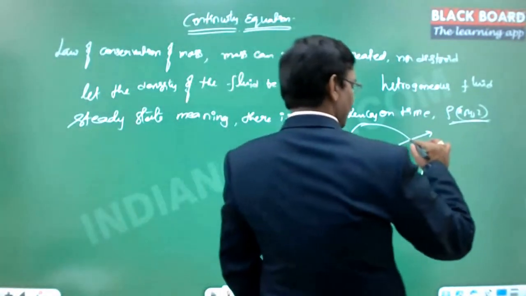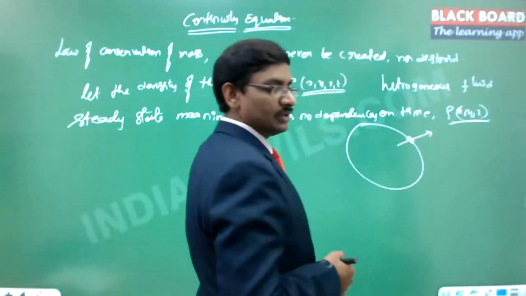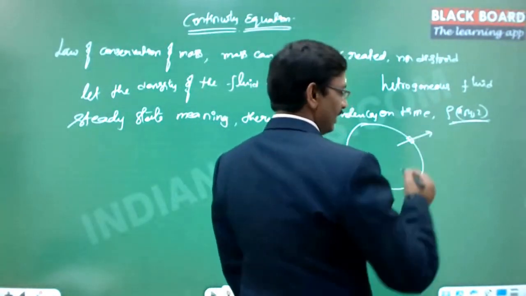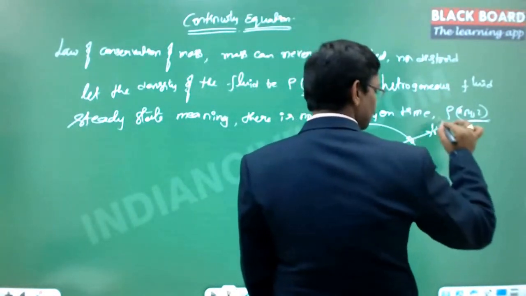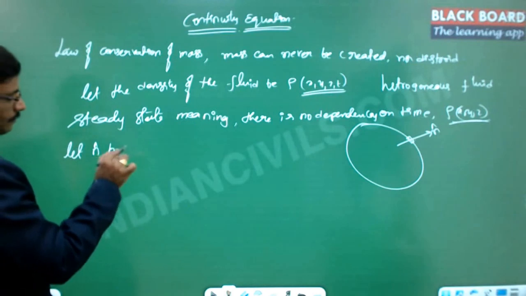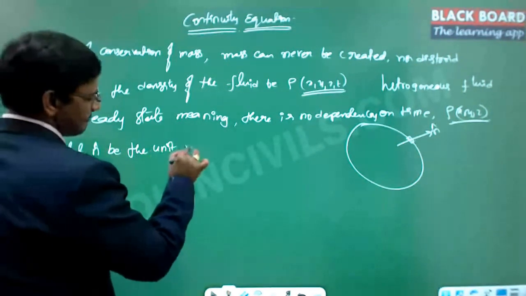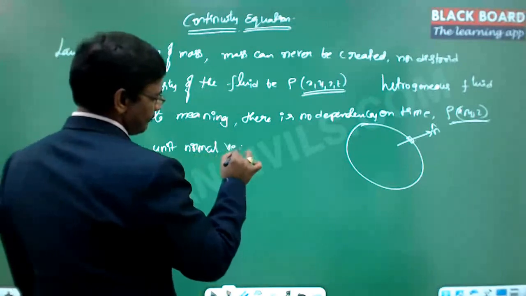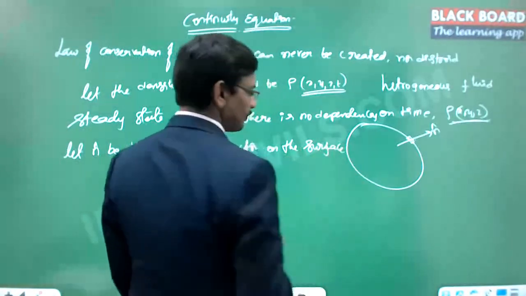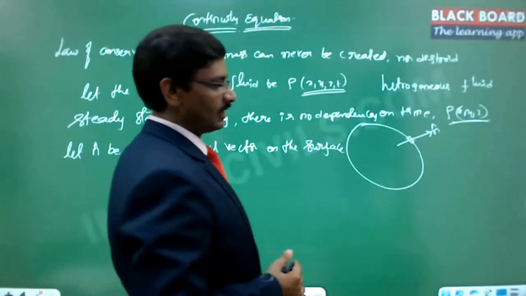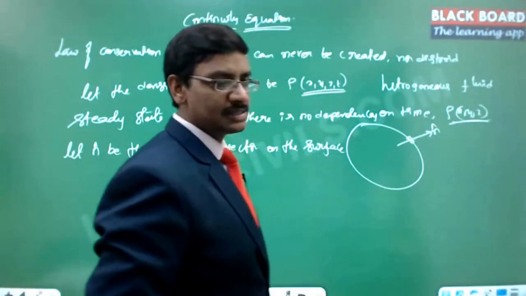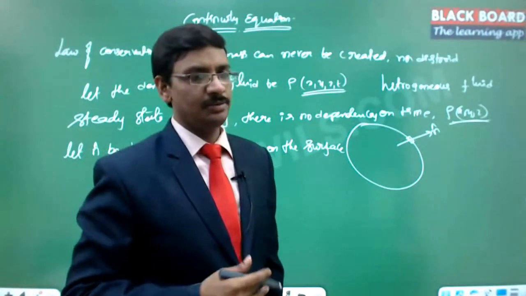Now let us consider one elemental surface area at this particular point, and let us say the fluid is going out. Let us consider the normal vector to be n cap. So let n cap be the unit normal vector on the surface. If it is the unit normal vector, then the amount of the fluid that is coming out of this particular surface, there is a little bit of confusion here.